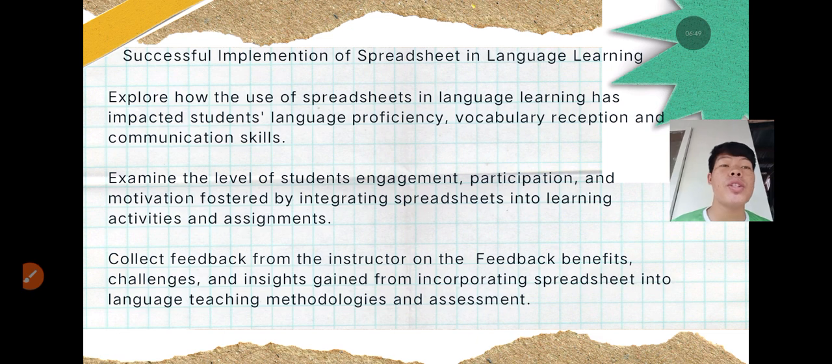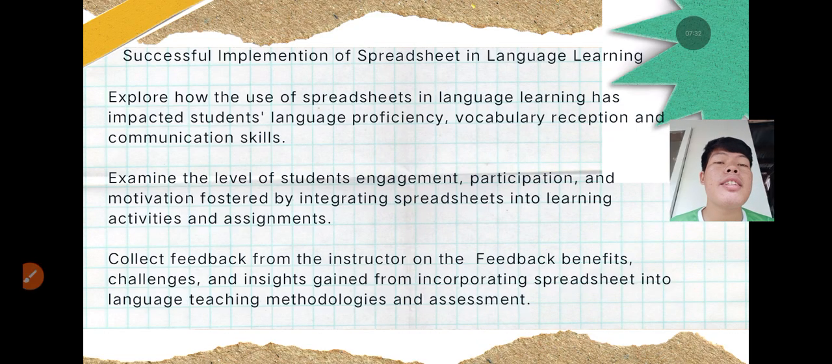Now, successful implementation of spreadsheets in language learning. First, explore how the use of spreadsheets in language learning has impacted students' language proficiency, vocabulary retention, and communication skills. So these are the successful implementations. And the second one is to examine the level of student engagement, participation, and motivation fostered by integrating spreadsheets into learning activities and assignments. So we can examine, or the students can examine themselves.